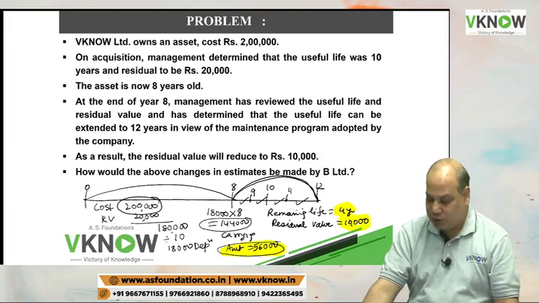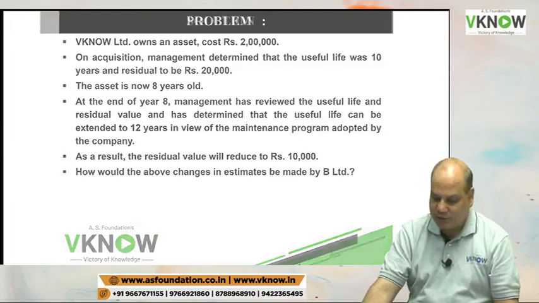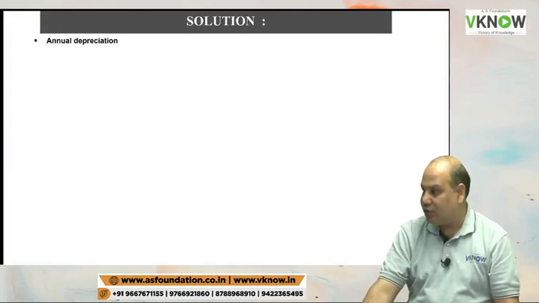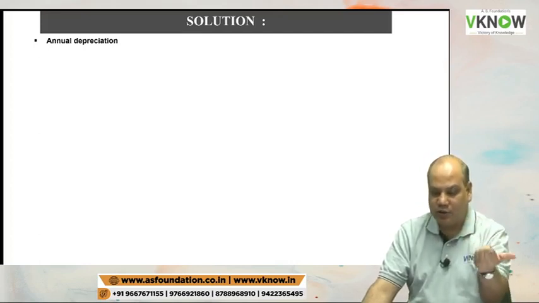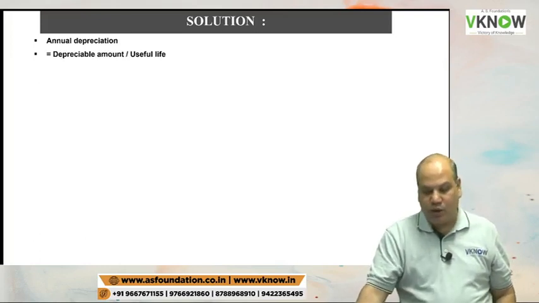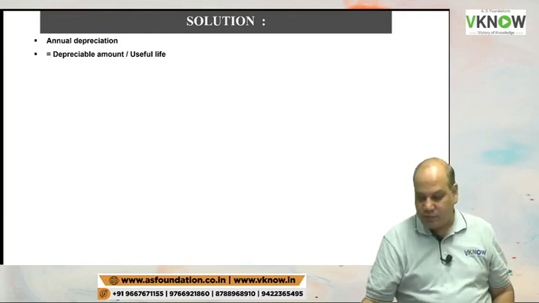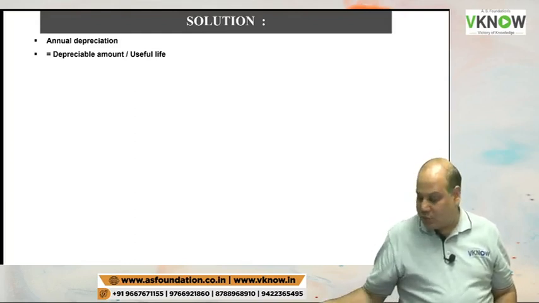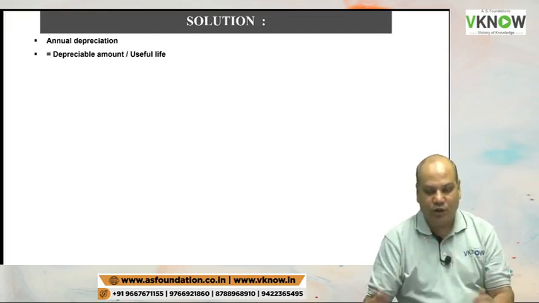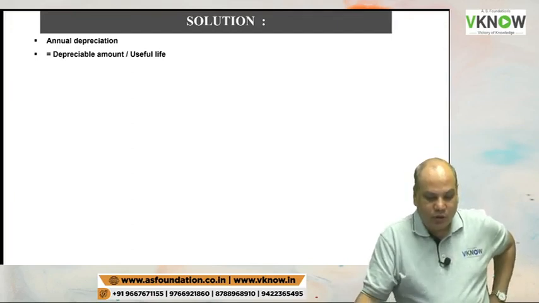So dear student, please write the answer in good handwriting, just 3-4 lines. Solution, write down. How will you write the answer in the exam? Prospectively we will provide 11,500. You are right. So first write down annual depreciation is equal to depreciable amount upon useful life. First write the formula.